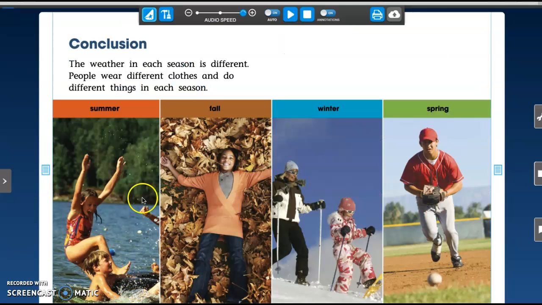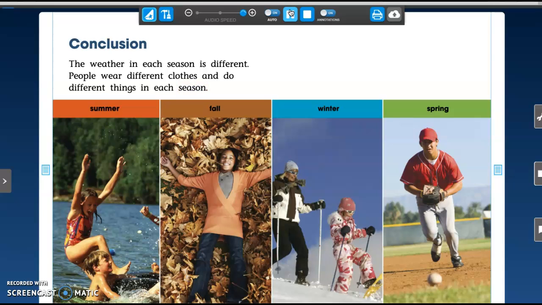Conclusion. The weather in each season is different. People wear different clothes and do different things in each season.